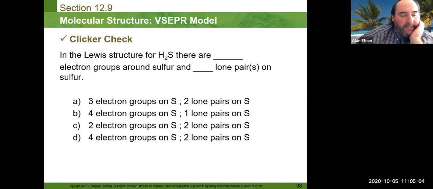Okay, so let's take a look here and just walk through the whole process from start to finish. So we have H2S. So again, when we want to draw the Lewis structure, we want to figure out the total number of valence electrons. So there's 2 hydrogens, each is 1. 1 sulfur, which is group 6. That is 8 valence electrons.